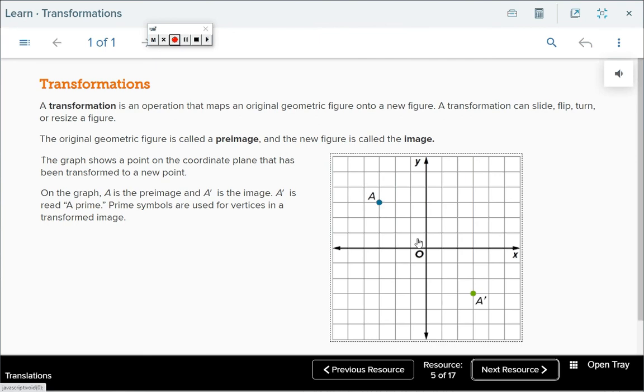So if we were to look at A and A with the apostrophe, this is the new image. That apostrophe is called A prime. Prime symbols are used for vertices in a transformed image. So if I am referring to this, is this the original image? No. This image has been transformed. This has been changed in some way. So this would be my pre-image, A. This would be my image, and that A prime means that I have moved or done something to that image. Make sense? So if I was to say A prime, which one am I referring to? This?